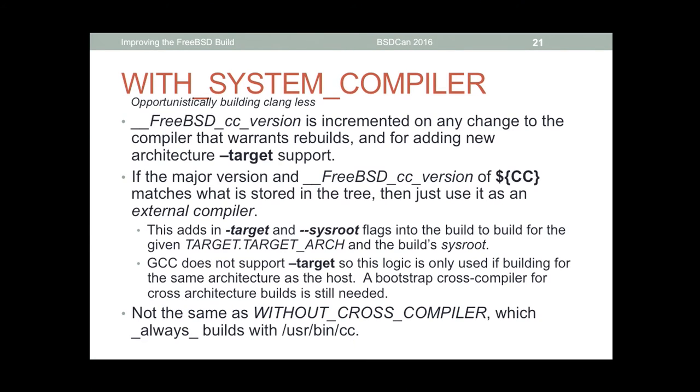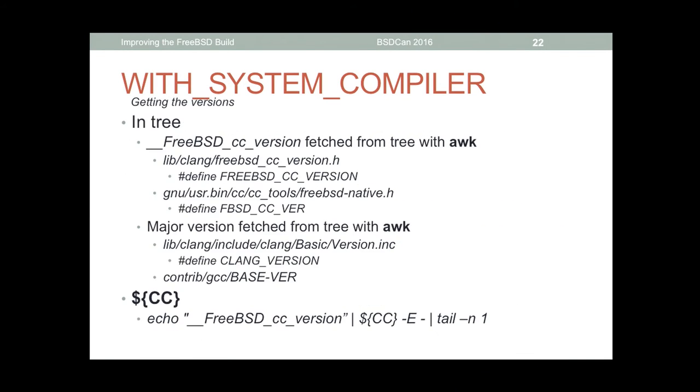You should really only use it if your major version number matches and you know that there's no bug fixes in the compiler that you really care about. So the actual versions in the tree are stored in these files. If for some reason you need to know about that, this can be used as a reference. It's also in the commit logs. But to get this from the running compiler, I just run the preprocessor against FreeBSD CC version, trim out all of the comments and line numbers that come with that, and grab the number. It's relatively fast. And bsd.compiler.mk, which we have for looking up the version of the compiler and what kind of compiler it is, was already primed for looking up this information. So now it also looks up this version if needed.